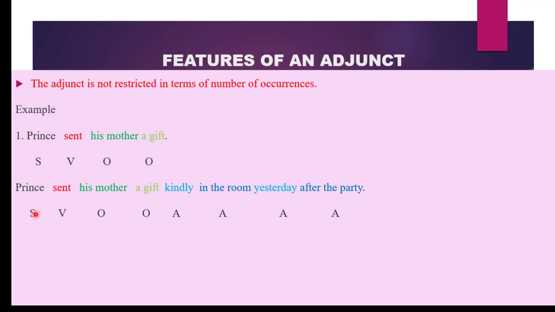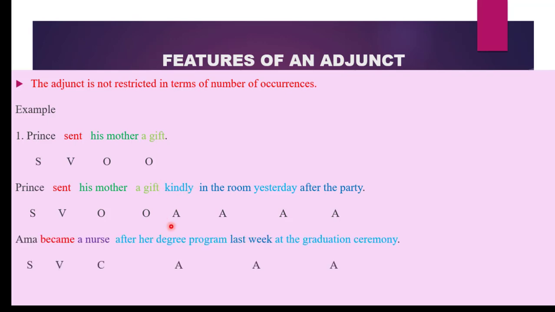Prince is the performer, our subject. We have our verb, which is sent. We have his mother, the indirect object. We have a gift, the direct object which directly receives the action sent. Then we have information about the verb. This one tells us the manner in which the action was done. This one gives us information about where the action took place. Yesterday also tells us when the action was done. After the party also adds information about when the action occurred. So the adjunct is not restricted in terms of number of occurrences in the sentence.